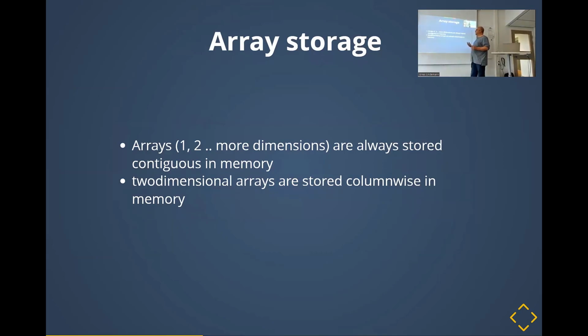Something that is important to understand is how things are stored. I think I commented on this in NumPy as well. Arrays, regardless of dimensions, are always stored continuously in memory. So all the values in the entire array are stored like a single one-dimensional array. Two-dimensional arrays in Fortran are stored column-wise. In Python, they are stored row-wise.